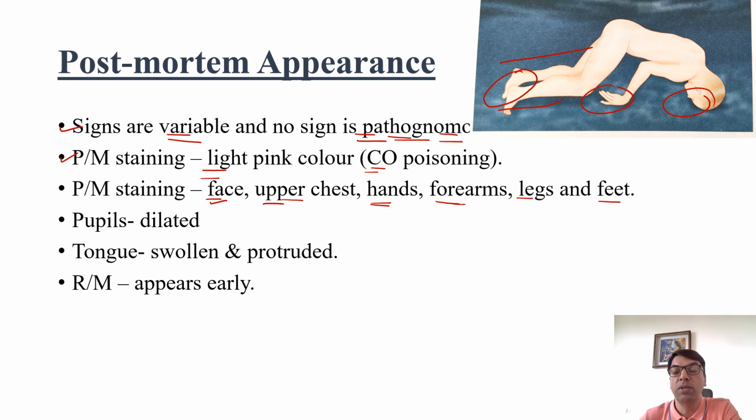The pupils of the individual are dilated, with the tongue swollen and coming out of the mouth. The rigor mortis in such cases appears early. Why does it appear early? It is because of agitation. Before drowning, the vigorous activity of the individual takes away all the ATP. Hence, the absence of ATP hastens the process of rigor mortis.